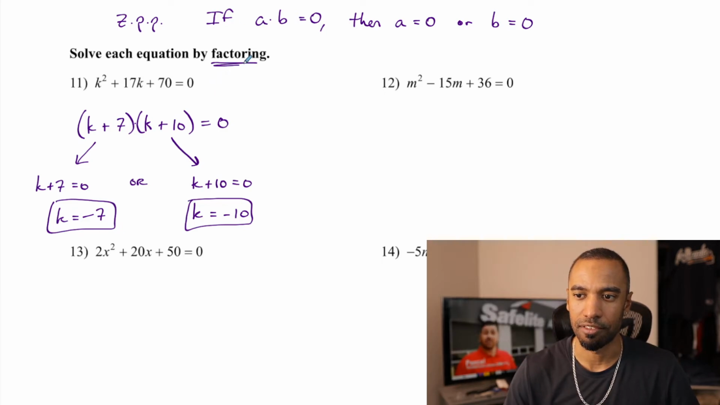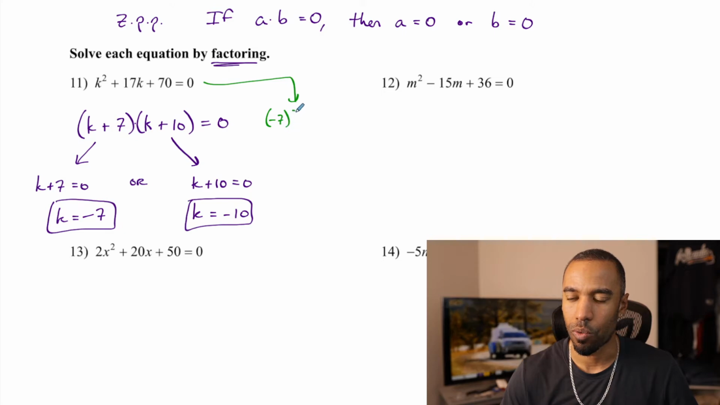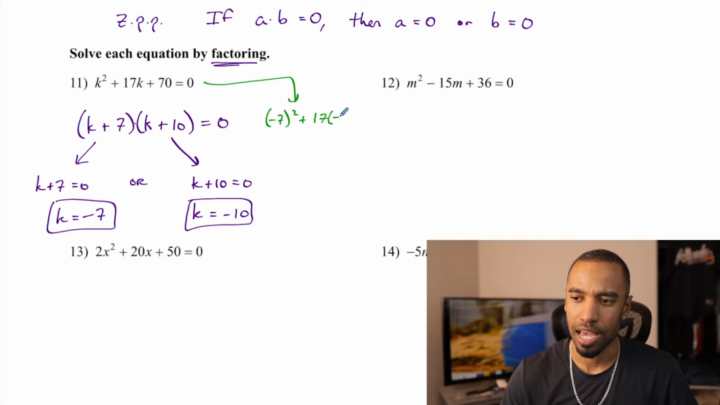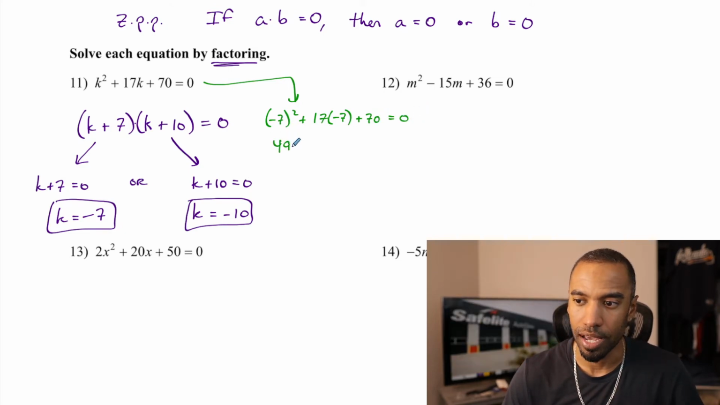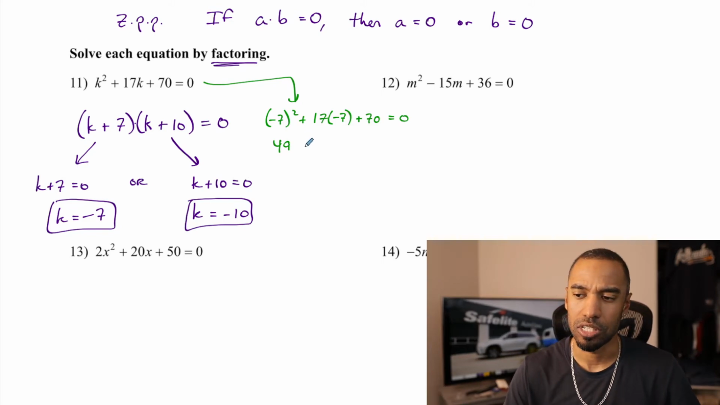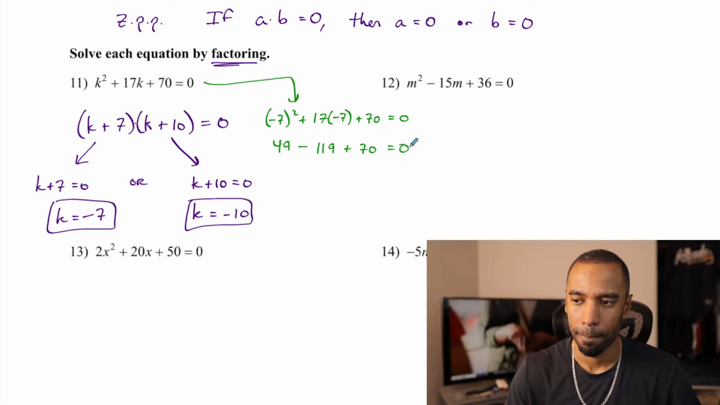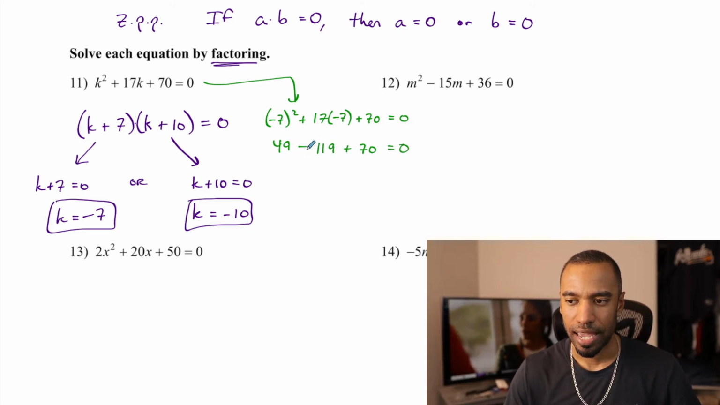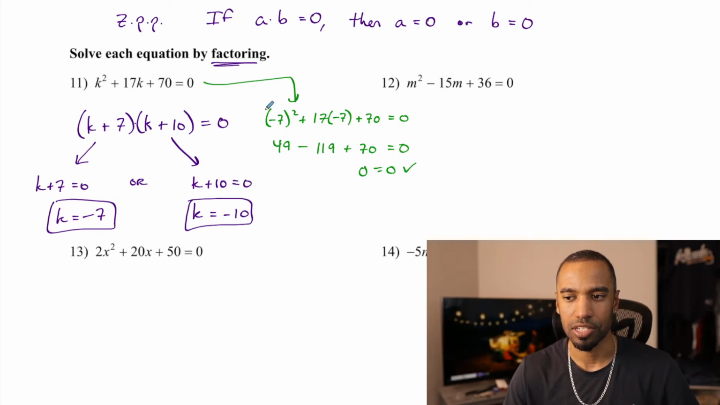Let's start with negative 7 here. If k equals negative 7, then we do negative 7 quantity squared plus 17 times negative 7 plus 70. And let's see if that equals 0. Negative 7 quantity squared is 49. 17 times negative 7 is negative 119. And plus 70 there. 49 minus 119 is negative 70. Negative 70 plus 70 is 0. 0 equals 0. That checks out.